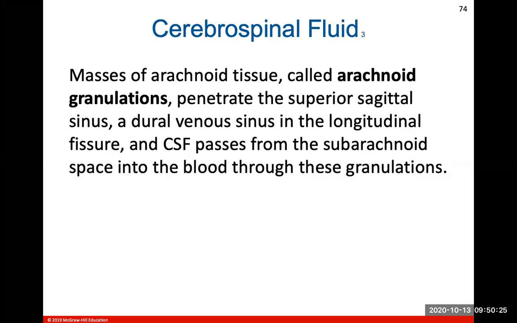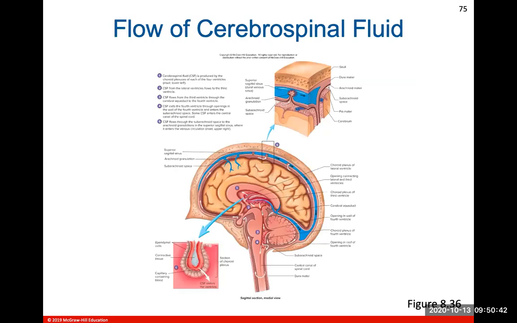Masses of arachnoid tissue called arachnoid granulations will penetrate the superior sagittal sinus, which is a venous sinus, so veins in the longitudinal fissure, and cerebrospinal fluid will pass from the subarachnoid space into the blood through these granulations. And this takes you through the flow of the cerebrospinal fluid and how it surrounds the brain and provides protective cushioning to the brain and helps create buoyancy within the brain.